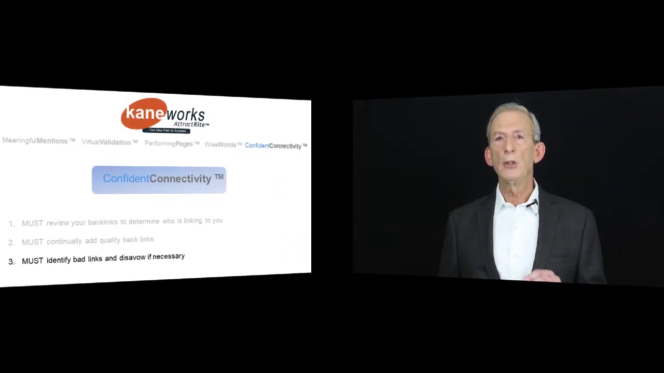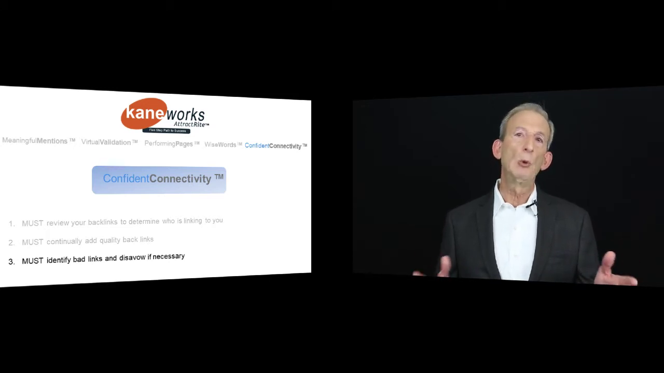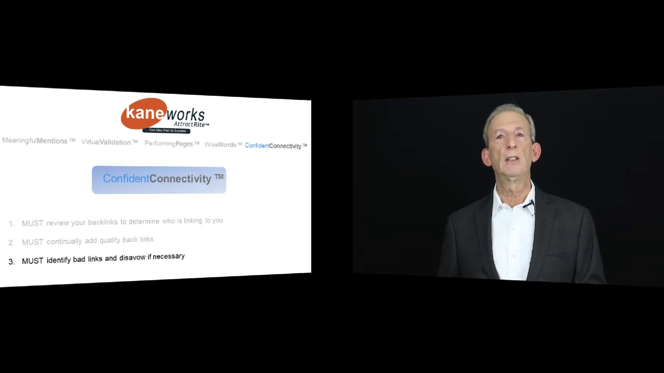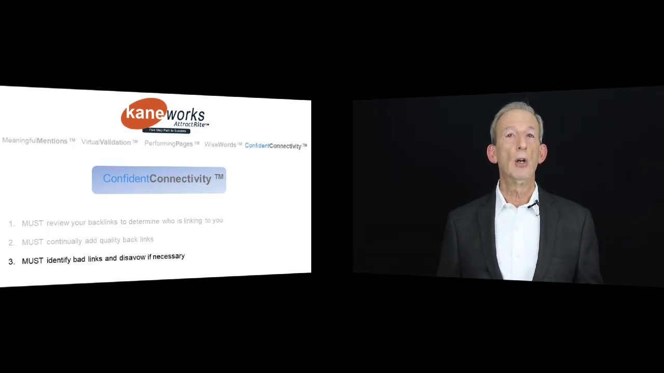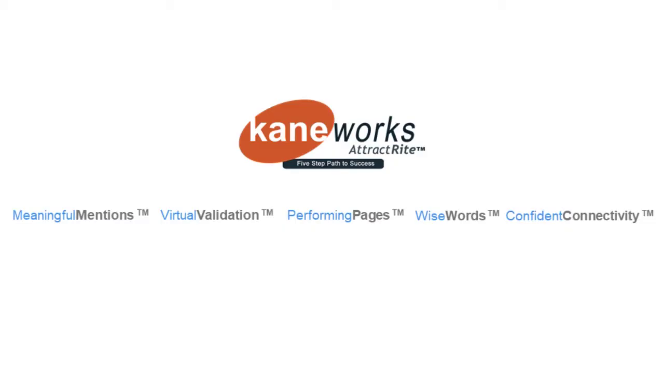Third, Google understands that some bad links are beyond your control and will be forgiving up to a point. The Confident Connectivity module will determine which bad links are harmless and which ones are hurting you. Then we'll take action to ensure they do not negatively impact your Google ranking. And that's the 5-part system that will turn your website into a powerful marketing and recruiting tool. Meaningful mentions, virtual validation, performing pages, wise words, and confident connectivity.